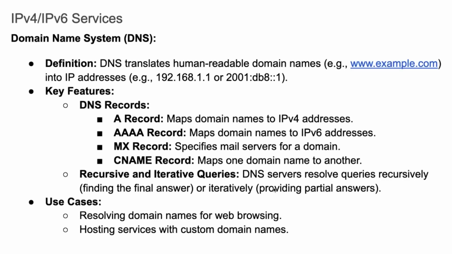The first main segment we need to talk about is the IPv4, IPv6 services, and one of those key services is the domain name system, so DNS. DNS runs on port 53, if you remember from our section on ports and protocols, and it translates human-readable domain names, for example, example.com, into IP addresses. So this might be the IP address that accesses example.com, or this could be the IPv6 address to access example.com, right?